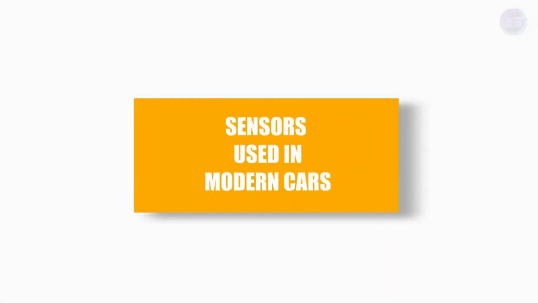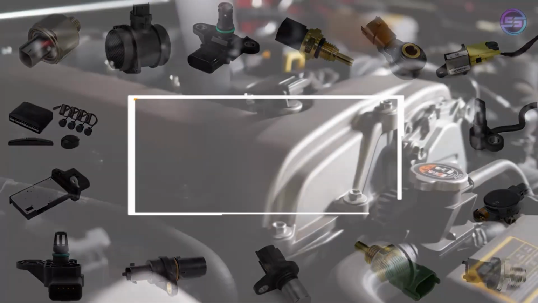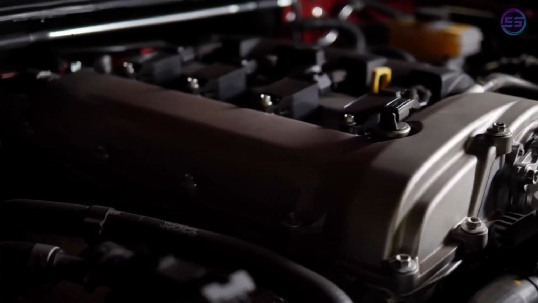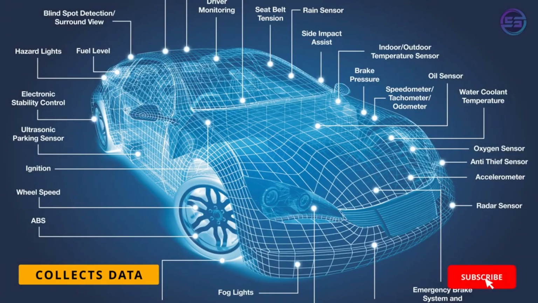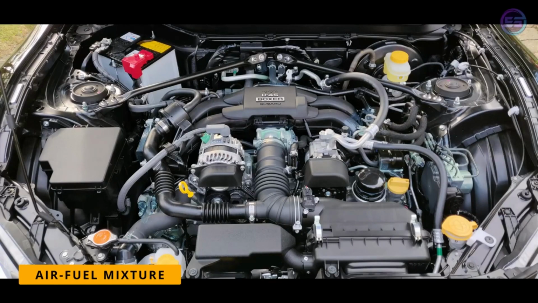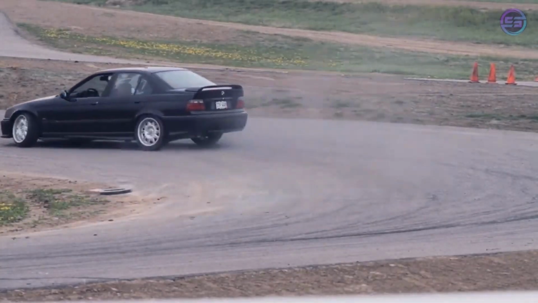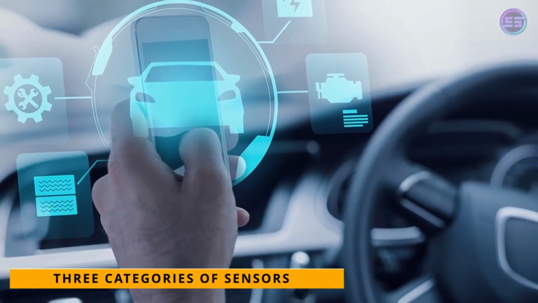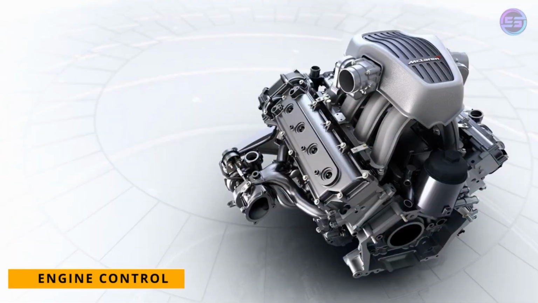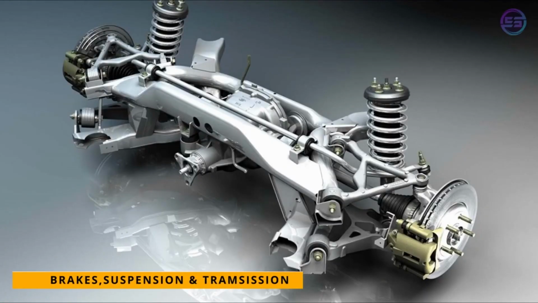In this video, we will see about all the sensors used in modern cars. Most modern car engines are fitted with an array of different sensors, which gather data to calculate a perfect air fuel mixture for the best fuel economy and best performance in all situations. Sensors are classified into three categories: sensors for engine control, sensors for body control, and sensors for other components such as brakes, suspension and transmission.